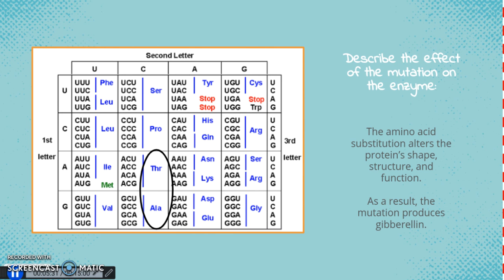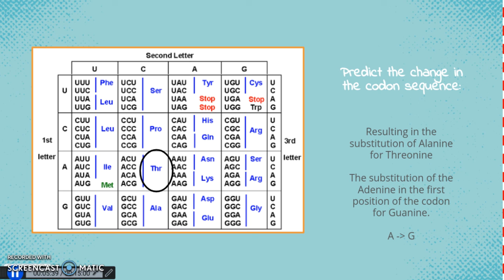So looking more closely at this diagram, where can we see a difference between those sets to create those enzymes? How can we predict the change in the codon sequence resulting in the substitution of alanine for threonine? The substitution of the adenine in the first position of the codon for guanine. You can see in that first position that the original adenine is actually supposed to be a guanine.